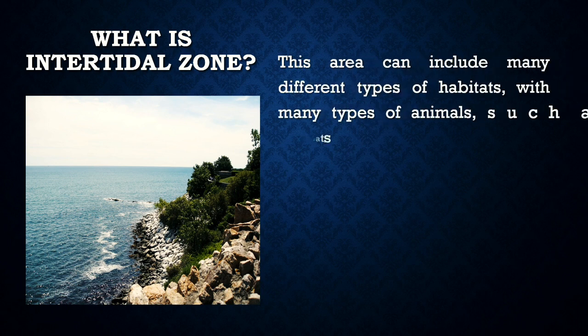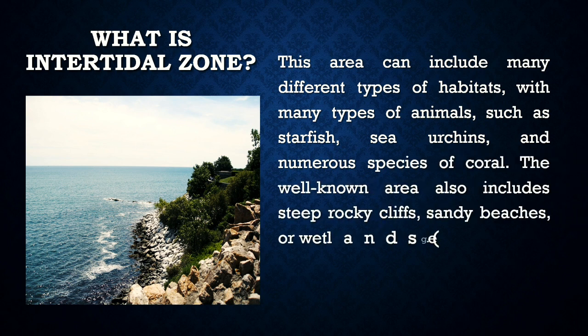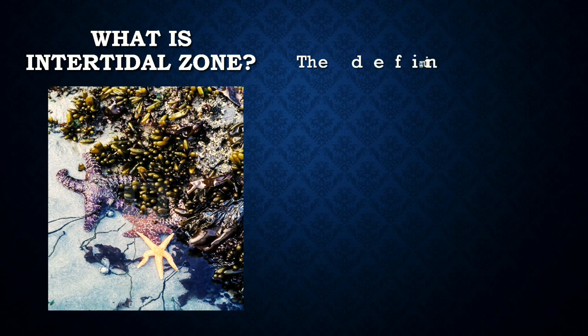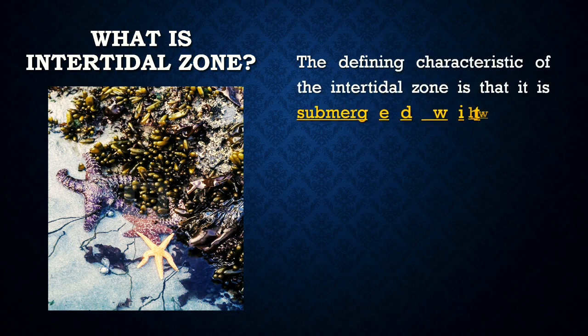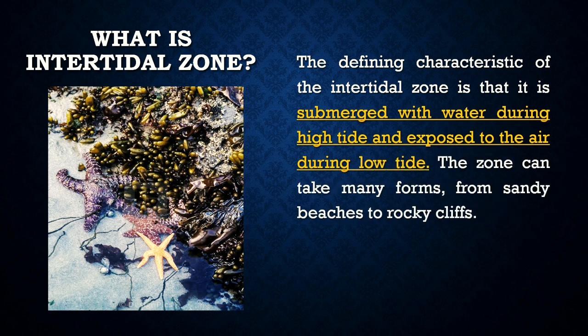This area can include many different types of habitats, with many types of animals such as starfish, sea urchins, and numerous species of coral. The well-known area also includes steep rocky cliffs, sandy beaches, or wetlands, also known as vast mudflats. The defining characteristic of the intertidal zone is that it is submerged with water during high tide and exposed to the air during low tide. The zone can take many forms, from sandy beaches to rocky cliffs.